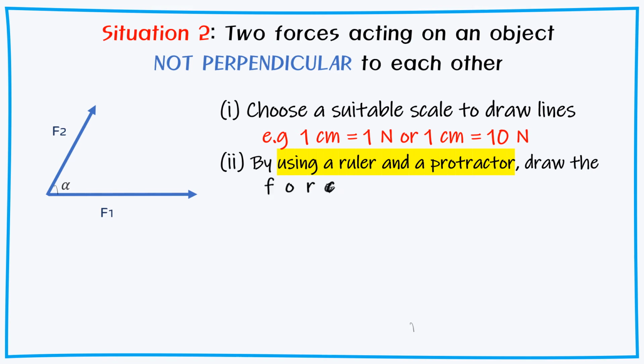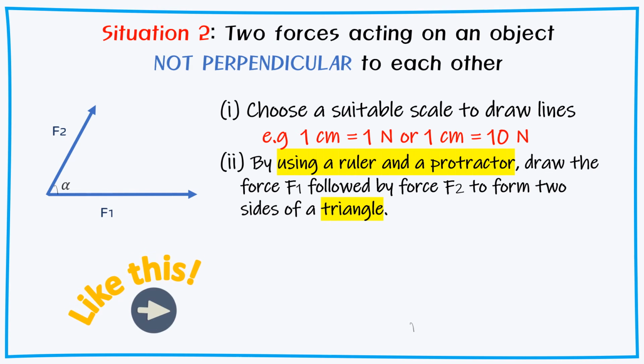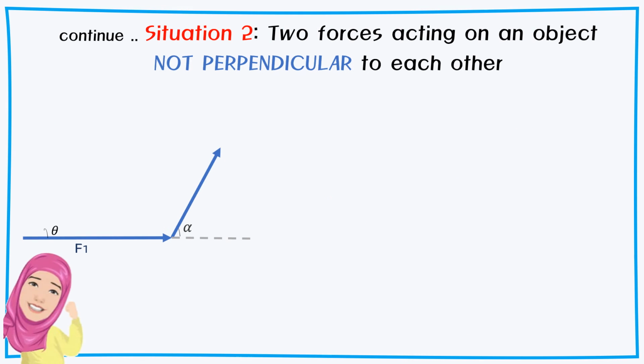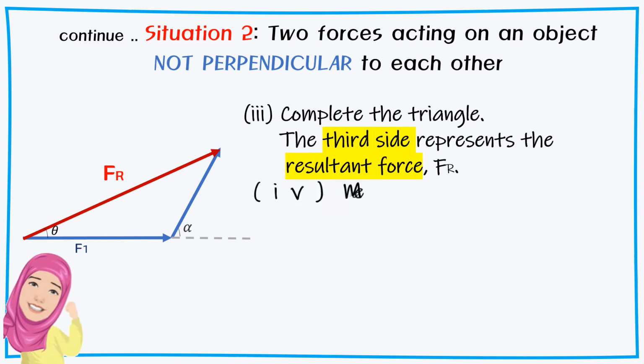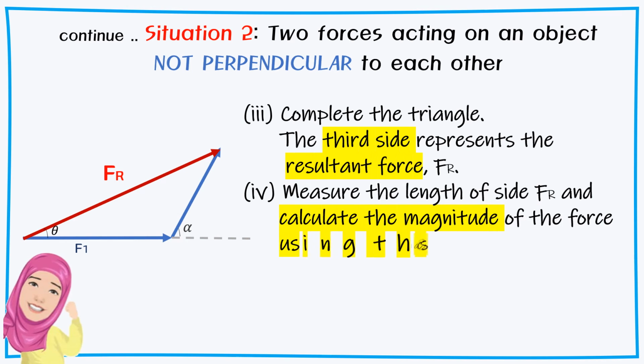By using a ruler and protractor, draw force 1 followed by force 2 to form two sides of a triangle, like this. Complete the triangle. The third side represents the resultant force. Measure the length of the resultant force side, and calculate the magnitude of the force using the scale you have chosen.